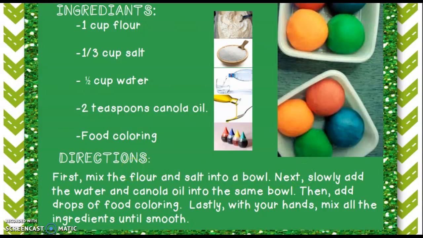So first, mix the flour and salt into a bowl. Next, slowly add the water and canola oil into the same bowl. Then, add drops of food coloring. Lastly, with your hands, mix all the ingredients until smooth. So this is a recipe that you can actually use in order to make your own Play-Doh. And again, we have those transition words first, next, then, and lastly, to let us know that we are following a specific order.